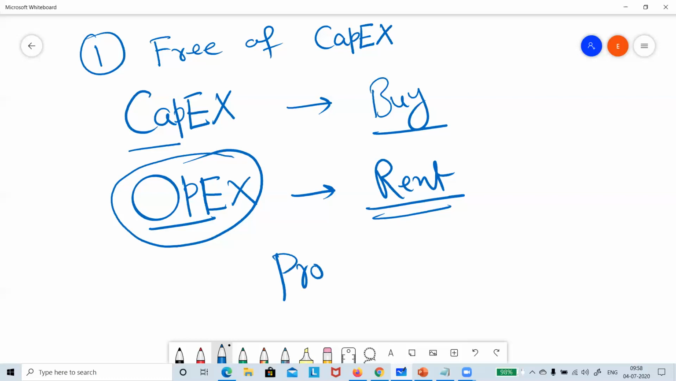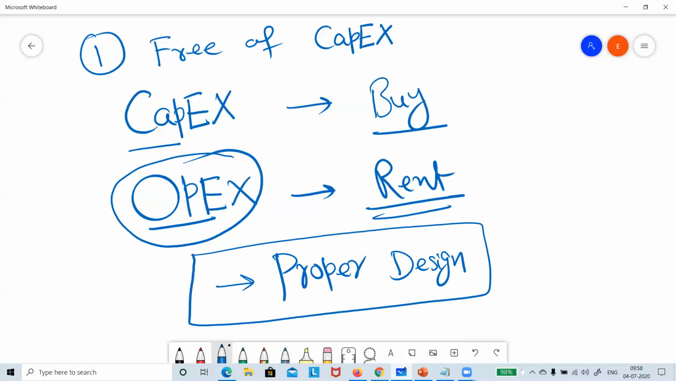I repeat, operating in the cloud is cheaper if your services being hosted in the cloud are properly designed, right? So if you do not design it properly, it may be even costlier. So here come your skills. How much you know, how well you can design things, you can make it cheaper. Obviously, it will be cheaper. However, it depends on your design, right?